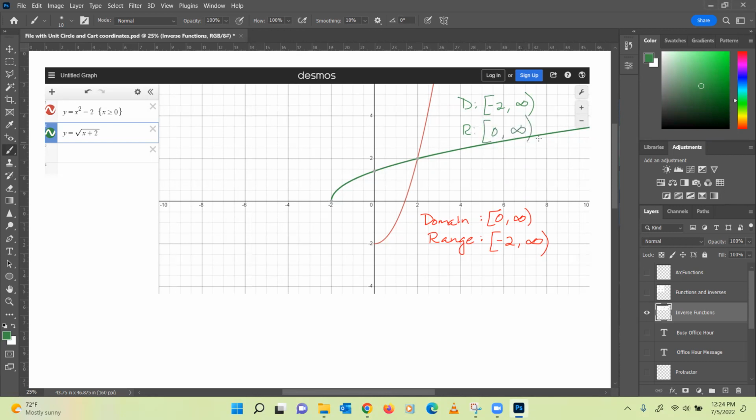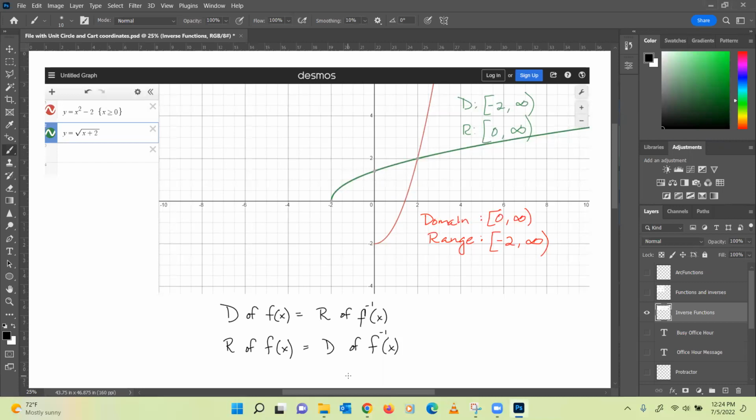And note that the domain of a function equals the range of that function's inverse. We also note that the range of the function equals the domain of its inverse. And that becomes really important for us, especially when we're looking at these trigonometric functions.